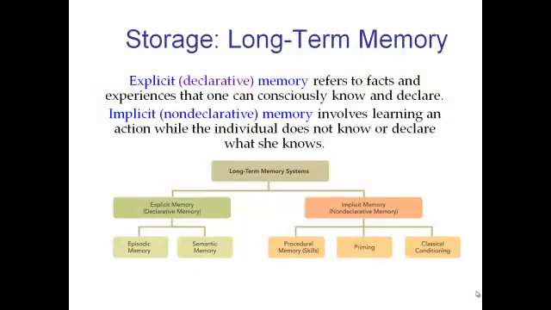Okay, your explicit memory. These are various facts and experiences that you can consciously know and declare. You can state this. Okay? You can tell me how the word armadillo is spelled. You could also tell me what an armadillo is. You can just tell me what an armadillo looks like. You can tell me those things.